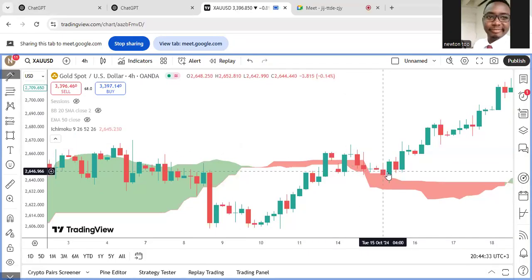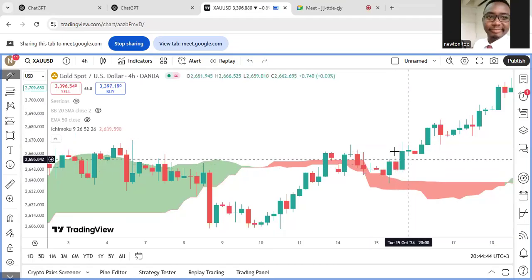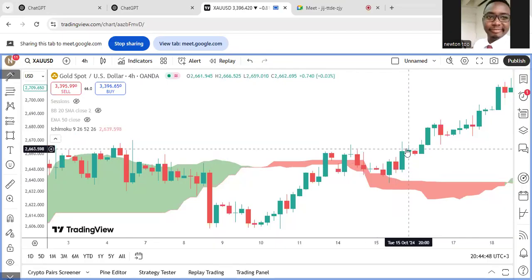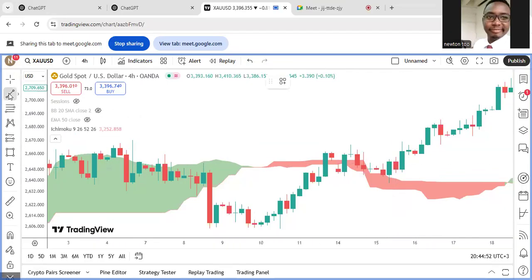But here, when the market broke above the cloud, we had a bullish engulfing again. And also here we had a bullish engulfing, you can see. So we had 2 entries. If you had missed this one, you could have entered this one. So if you got a confirmation entry, maybe a buy.